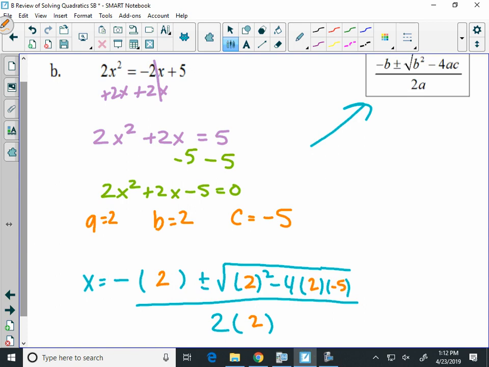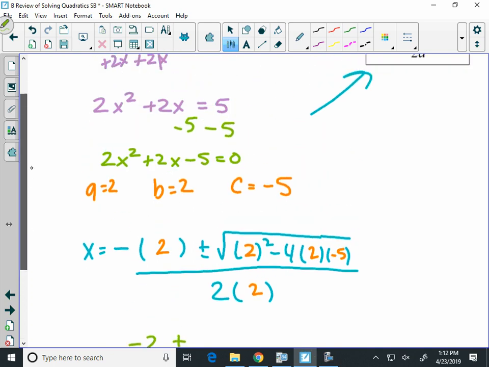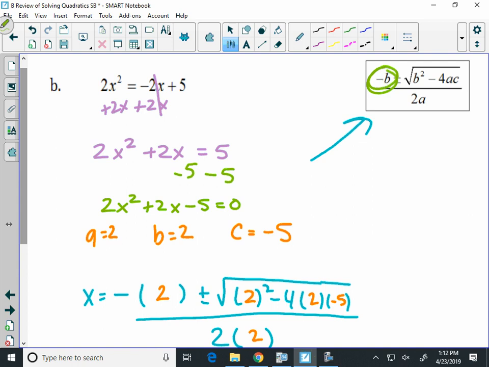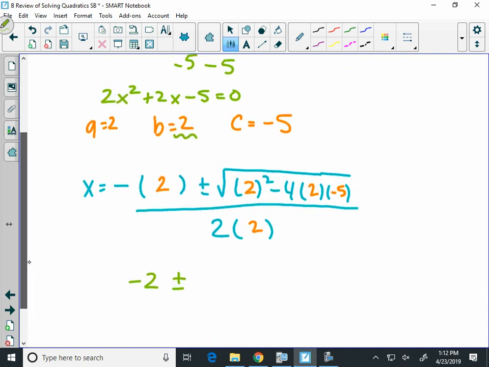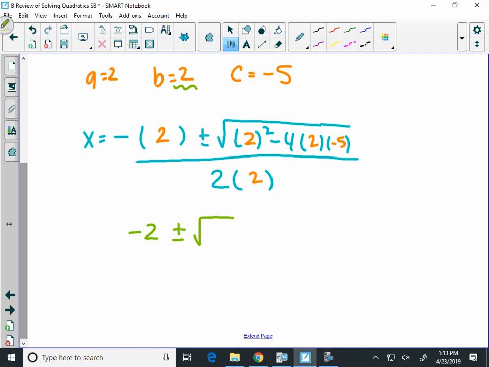And then we're going to clean it up. Here I have a minus 2, negative 2, so it just stays negative 2. Again, another way of thinking about it is opposite of B. So my B is positive 2, so I plug it in, it turns negative 2. Okay, so we're going to figure out what's underneath our radical here in a second, and the bottom 2 times 2 is 4.